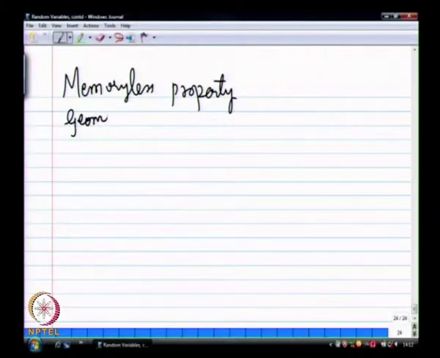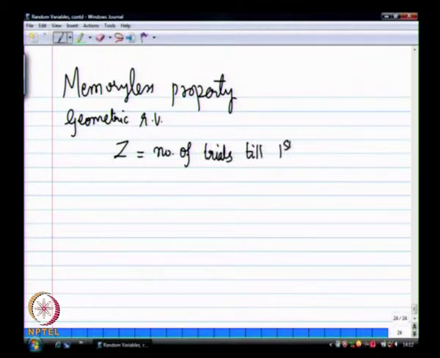Okay. So let us look at this geometric variable and why it has this memoryless property. The idea of geometric is to keep tossing until you find the first success. So the probability of the number of trials needed is described by this geometric distribution given your parameter p, that is a single parameter. Now let us say we use some variable z, the number of trials till the first success. This is z.